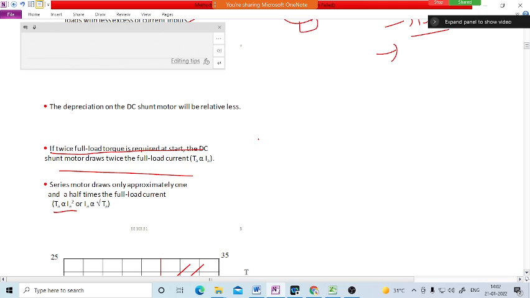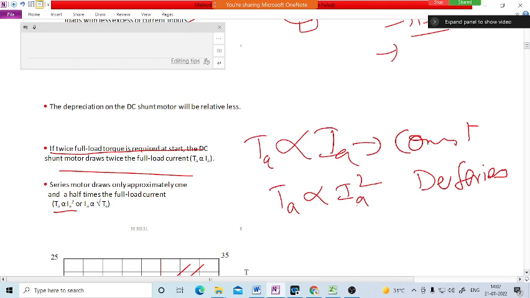For the DC shunt motor, that holds with constant flux. But when coming to the DC series motor, the torque is directly proportional to the square of the armature current. That is the variation.